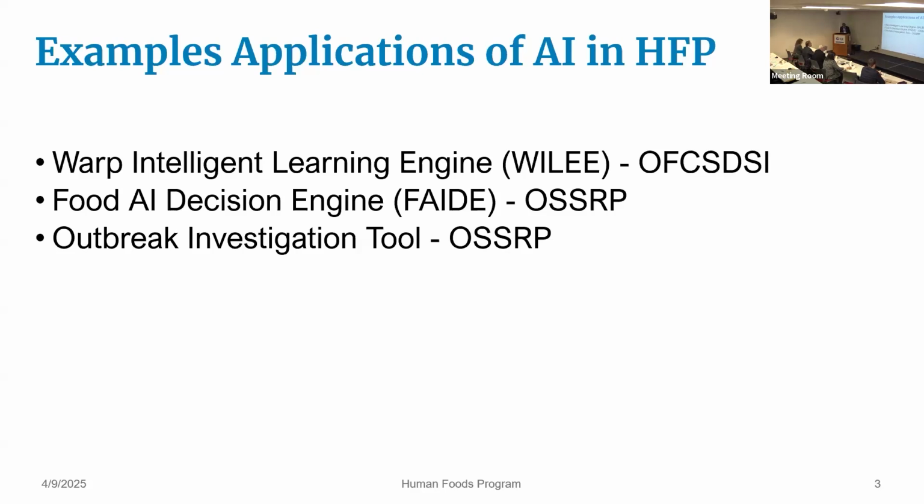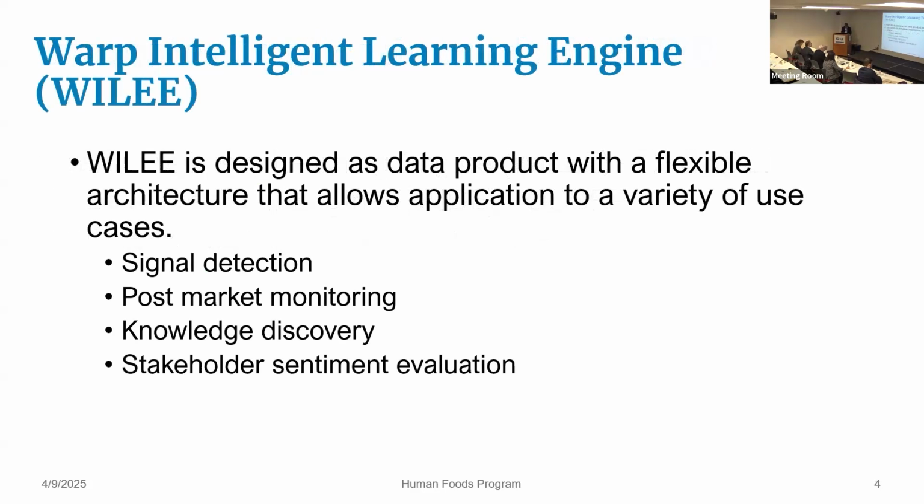Today, I'm going to talk to you about Wiley, which is what my group has been working on for the past few years, and we've deployed some of this into production already. So we designed Wiley as a data product, which means that it actually receives input from you and it learns from the user. And we designed it with a flexible architecture so that we can expand its use. So the base architecture of Wiley is designed around what the Human Foods Program regulates and how it regulates it.